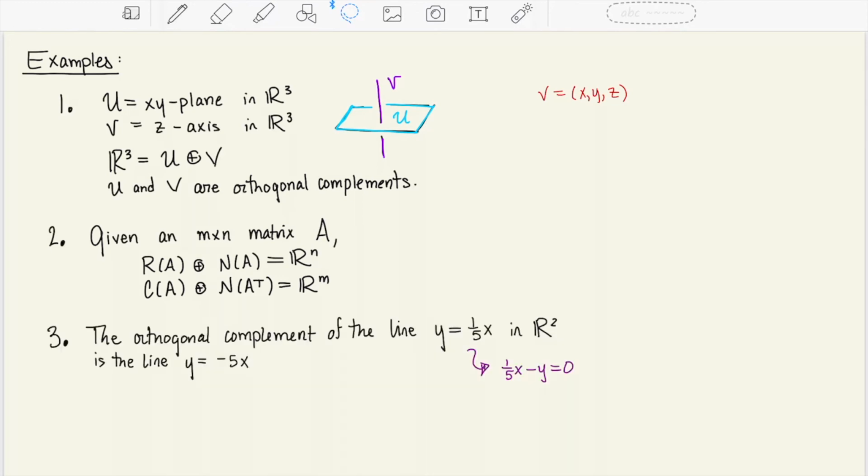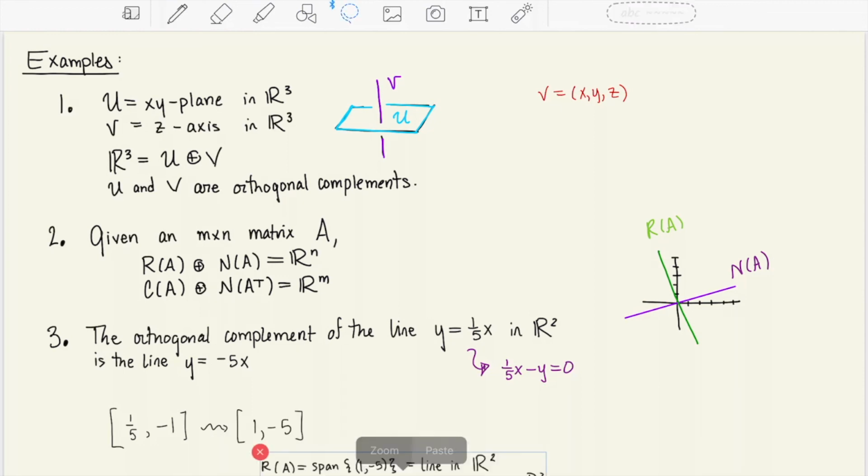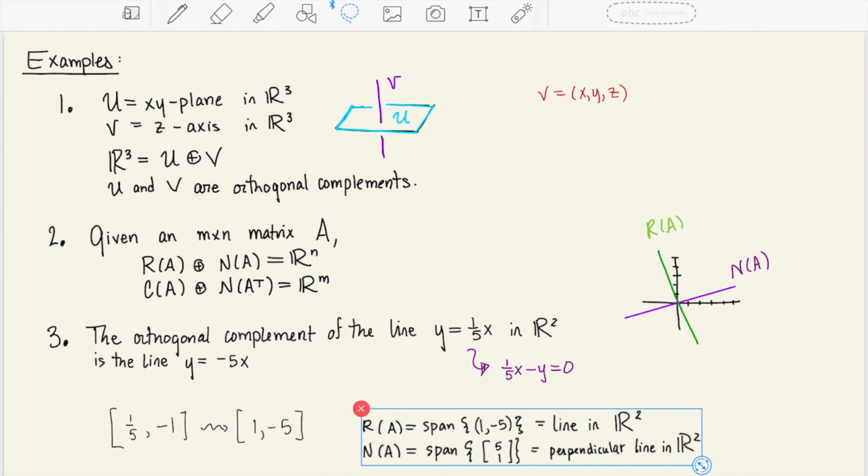As a third example, let's consider the line y equals 1/5 x in R2. Now you can plot this line and you can observe that the line y equals minus 5x is its orthogonal complement because you have two lines in R2 crossing through the origin and they are at 90-degree angles from each other. But let's look at the same thing using matrices. So our line y equals 1/5 x, if we encode this as a matrix, is going to give us 1/5, minus 1, which by applying the row operation 5 times row 1, is the same thing as the matrix 1, minus 5.